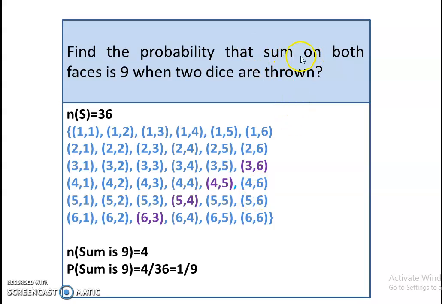Now here the event is sum on both faces is 9. So here outcomes in favor of event are 4. Here we can have 3, 6 because sum of 3 and 6 is 9. We can have 4, 5. We can have 5, 4 or 6, 3. In these 4 outcomes, sum on both faces is 9. So these 4 are in favor of event. Now probability of getting sum 9 will be 4 upon 36, and that is equal to 1 upon 9, right?